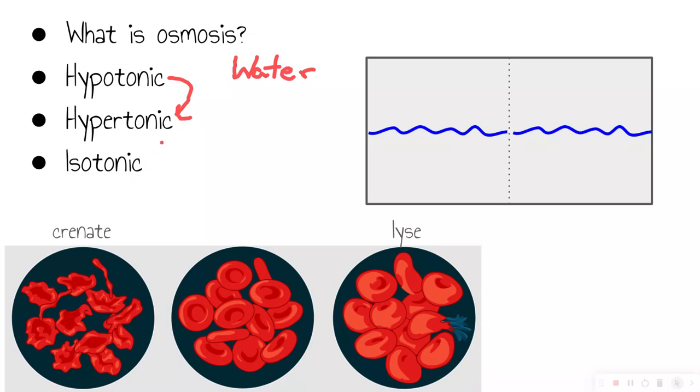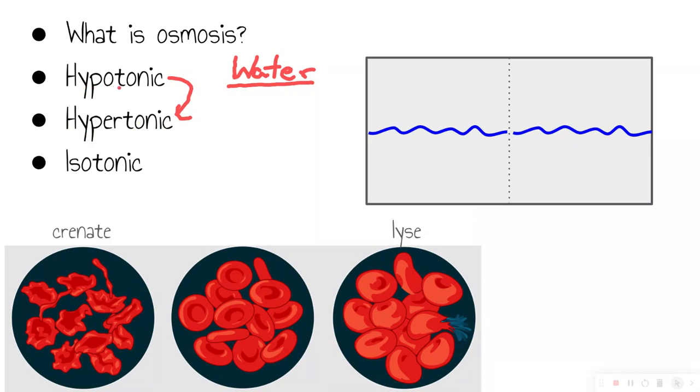Alright, let's break this down. So osmosis is the movement of water. That's important to remember. It's our water that's moving, not our solutes, through a semipermeable membrane. So a semipermeable membrane is only going to let certain things through. In this case, water. So only water can get through the membrane. Our solutes cannot get through the membrane. And it's going to be the movement from a hypotonic to a hypertonic solution.